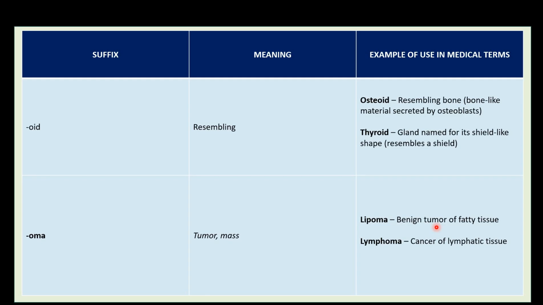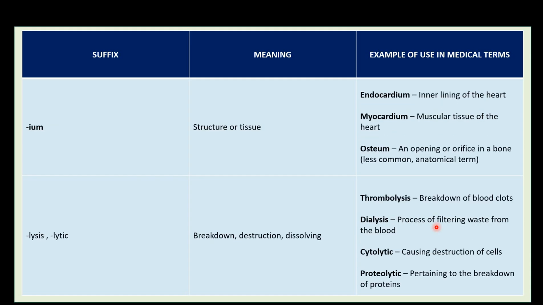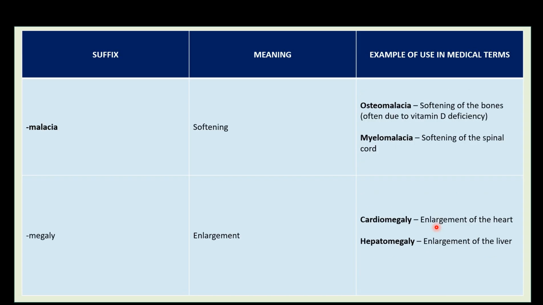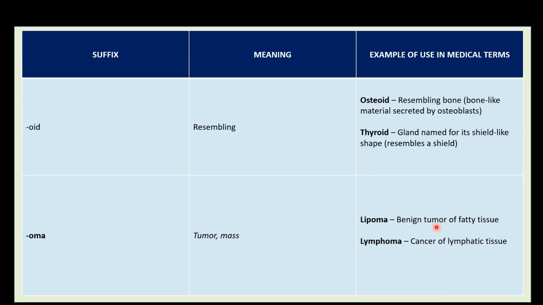In a similar way, when a cancer develops in lymphatic tissue, we will use the term lymphoma, where lymph denotes lymphatic tissue and oma denotes the cancer or tumor. That's why we are using this terminology. Clear? So these are all the suffixes that we have learned in this session: emia, lysis, lytic, malacia, megaly, oid and oma.